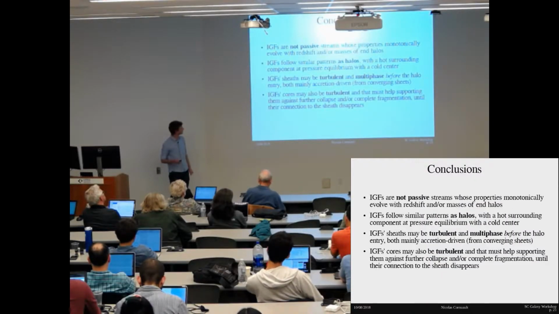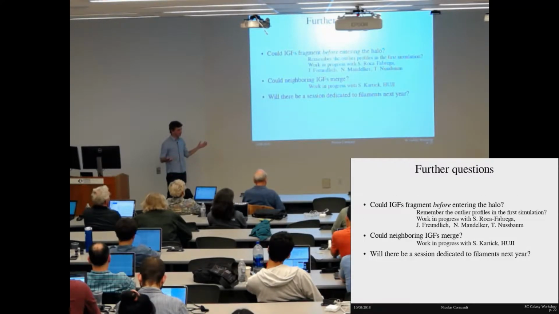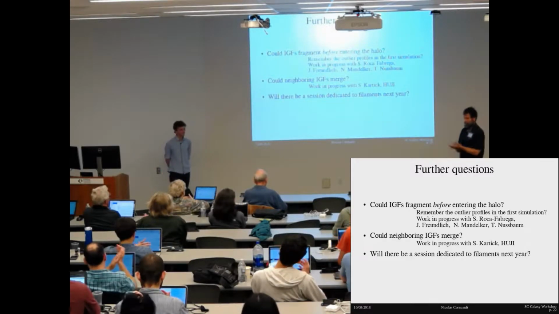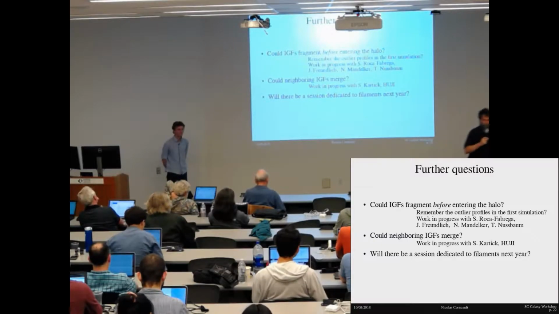So here are my conclusions. IGF are important. They are not passive. They look like halos. They must be turbulent and multi-phase, and it must have a lot of consequences on the mixing with the CGM. And finally, the inner turbulence and vorticity may help sustain these cores. And these are the further questions I can leave. Questions?